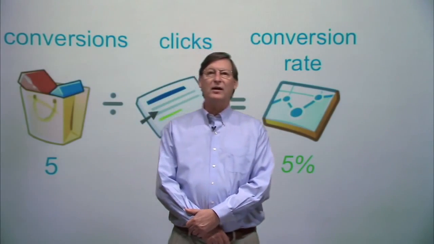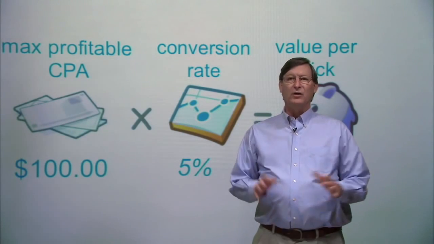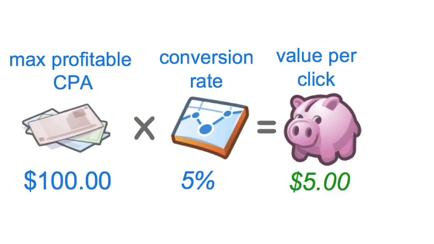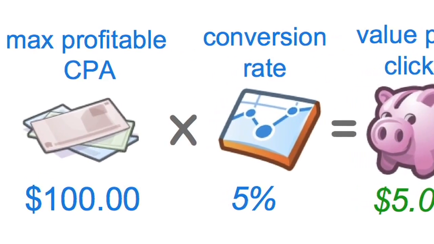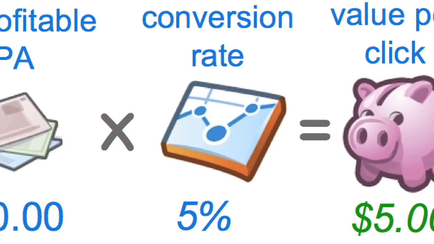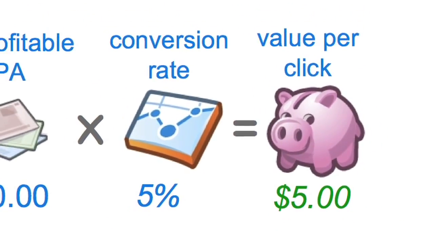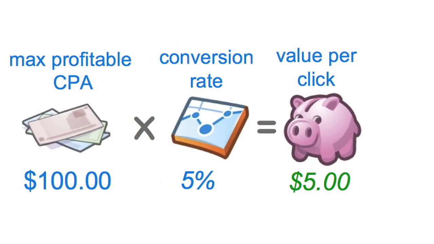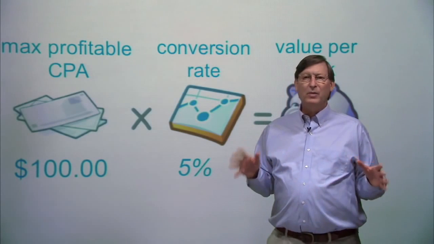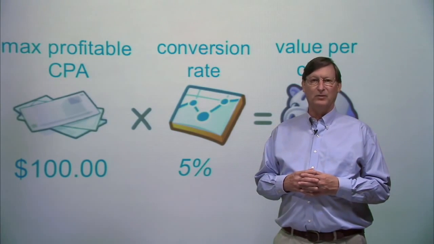The next step is to calculate your value per click. This is the value that you can expect on average for each click to your website. You can calculate your value per click by multiplying your value per conversion times your average conversion rate. So your value per conversion times your average conversion rate gives you the $5 value per click. This means that on average, each click to your website has an expected value of $5. If you were to pay $5 for each click, you'd expect to just break even on your marketing investment.